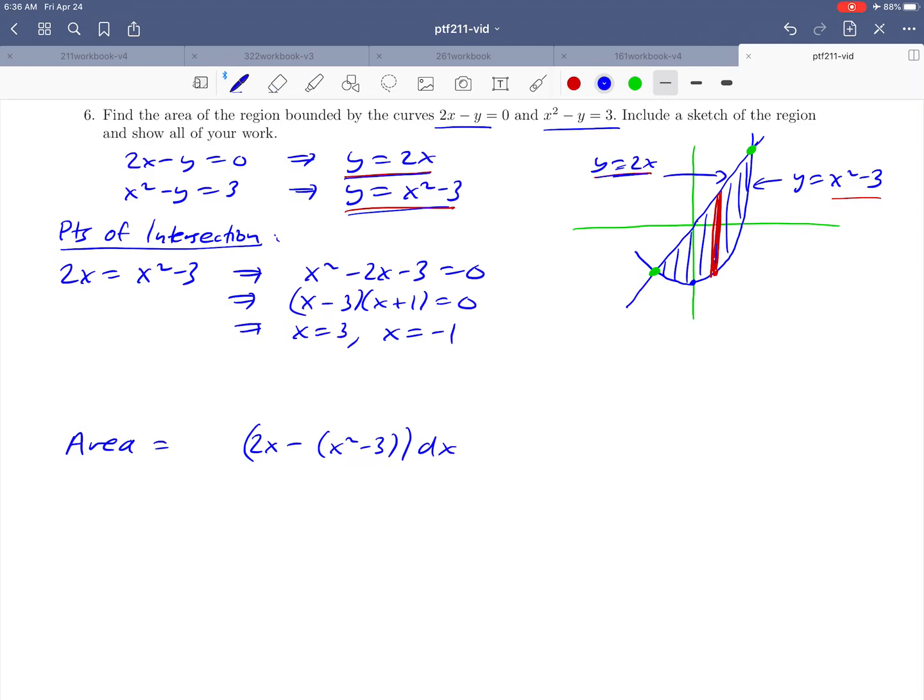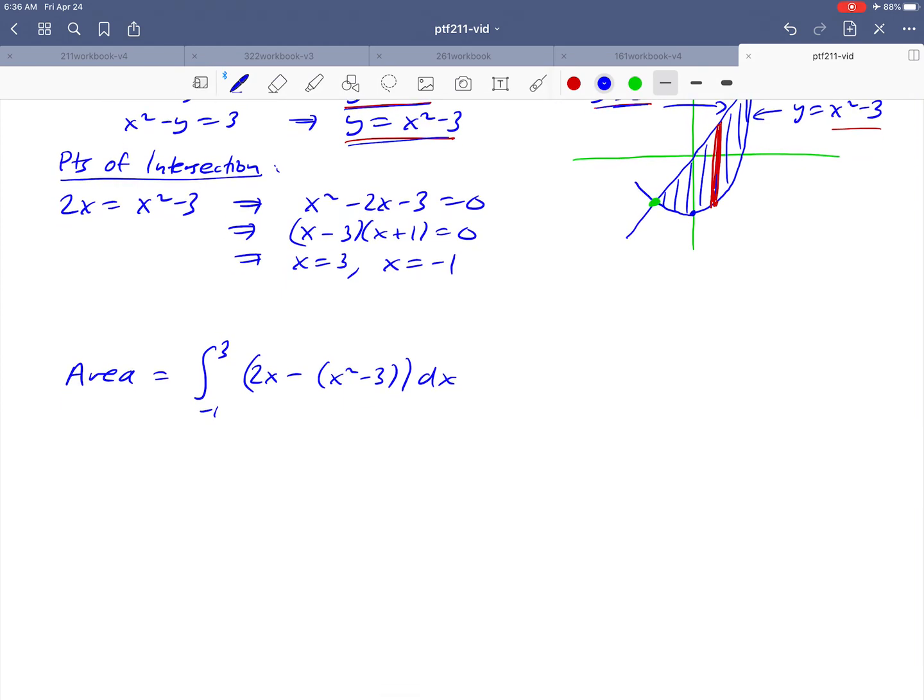All right, so let's fill that in. We're integrating from -1 to 3. And all that's left now is to actually do the integral and see what we get here. Let's maybe start by just distributing that minus sign through. So we're going to get minus x squared plus 3. Then we need antiderivatives. The antiderivative of 2x is x squared, minus x cubed over 3.